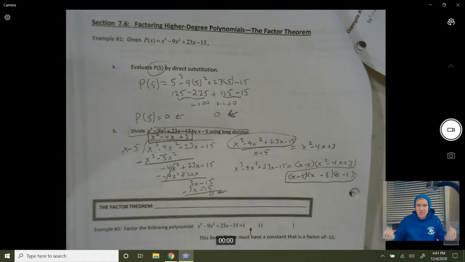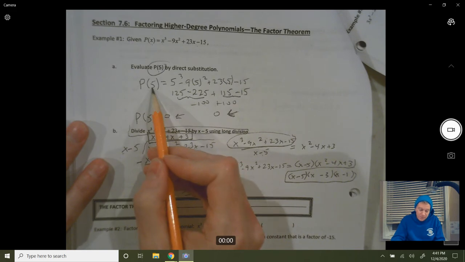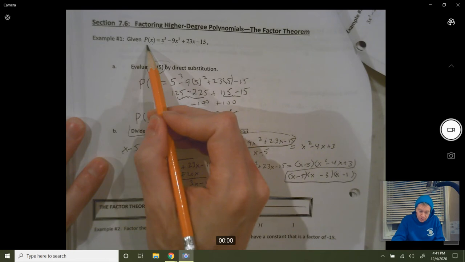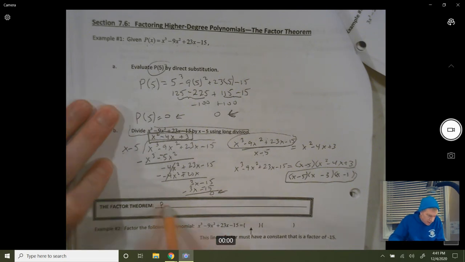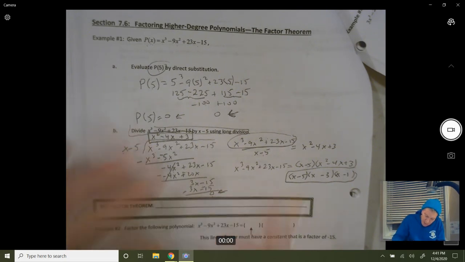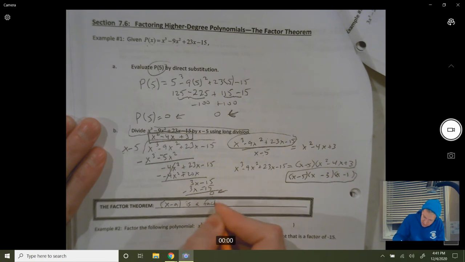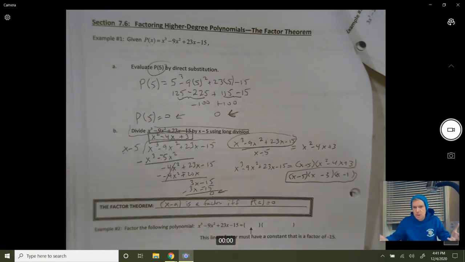The factor theorem tells us that we can use this information. If we plug in a number into a polynomial and we get zero as our output, that means that x minus that number is a factor. So what we say is x minus a is a factor if and only if P of a is equal to 0. Okay, this shouldn't be super surprising.